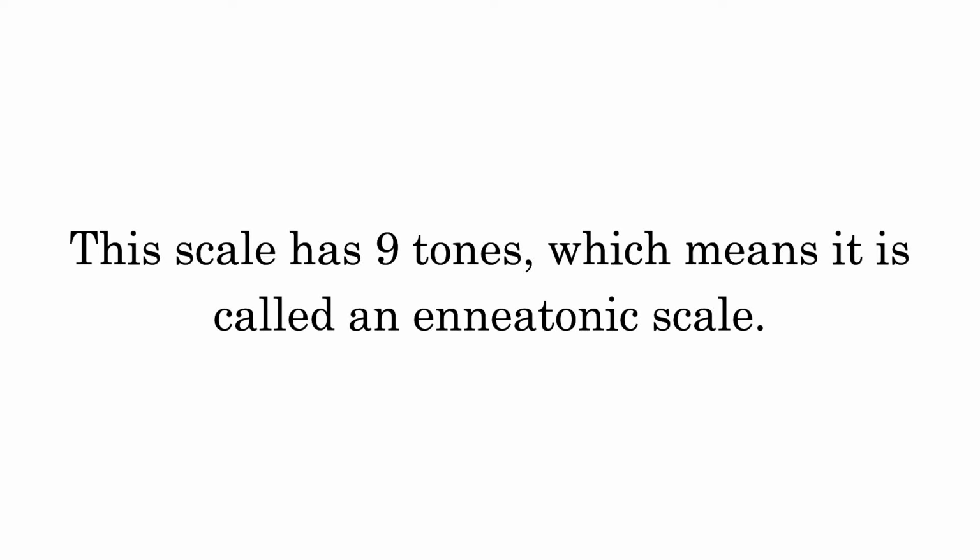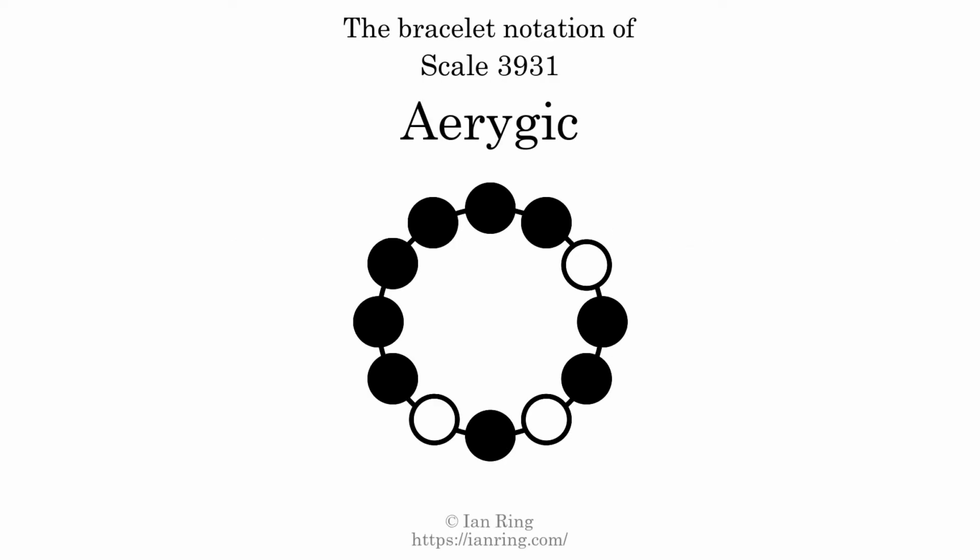This scale has 9 tones, which means it is called an enneatonic scale. This is a bracelet notation diagram of scale 3931. The shaded circles represent tones that appear in the scale, and they are read clockwise, starting at the top.